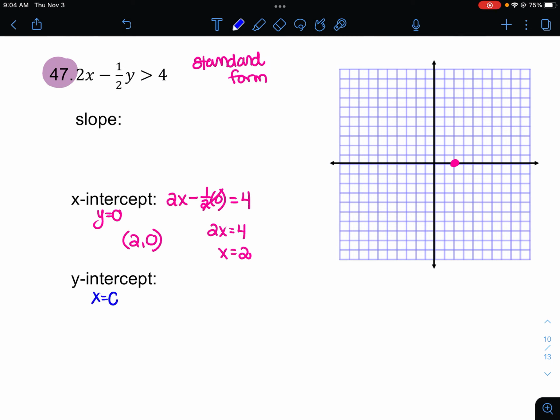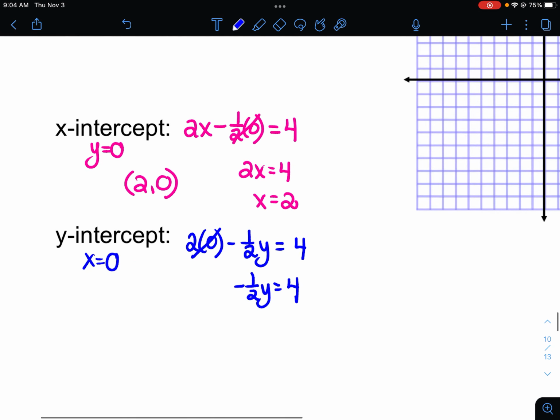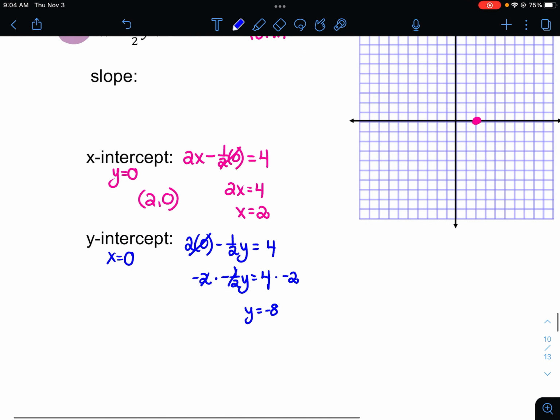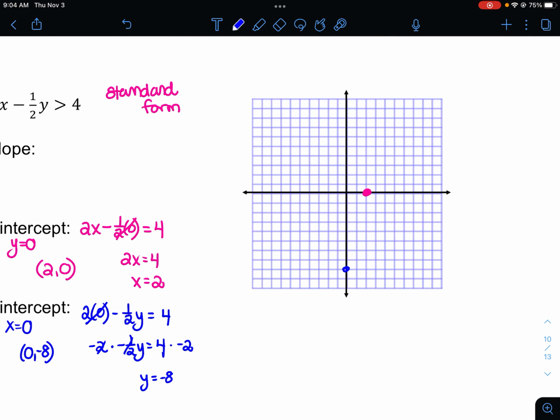Okay, plug in x equals 0 for your y-intercept. So we get 2 times 0 minus 1/2 y equals 4. So we get negative 1/2 y equals 4. I would suggest multiplying by a negative 2, the reciprocal, and you end up getting y equals negative 8. So to write that as an ordered pair, 0, negative 8. Goes right there.